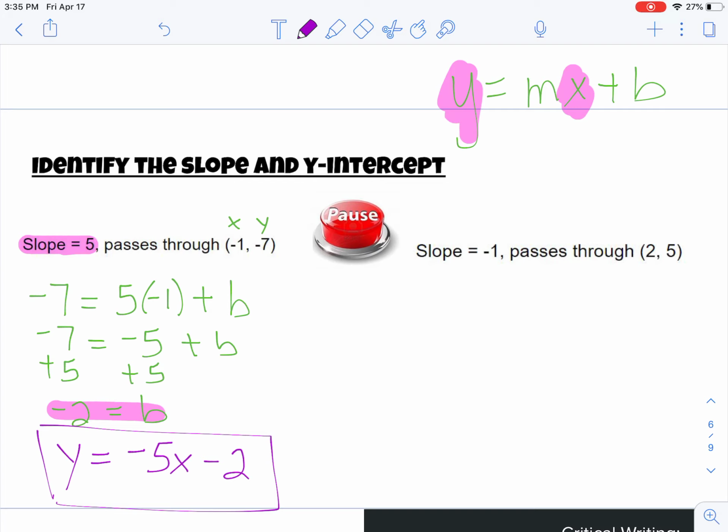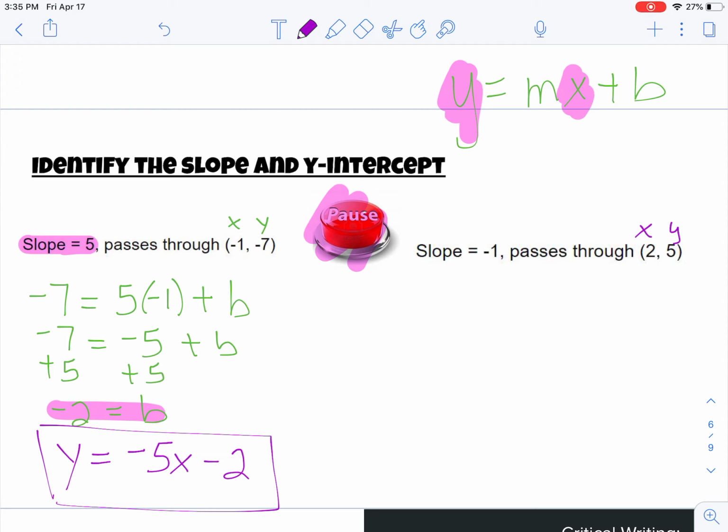Okay? Now, what I'd like for you to do is I want you to hit the pause button, and I want you to try to do this on your own. Remember, I know what my slope is, and this is my x, and this is my y. Okay? Go. All right. How'd you do? All right, let's check and see.